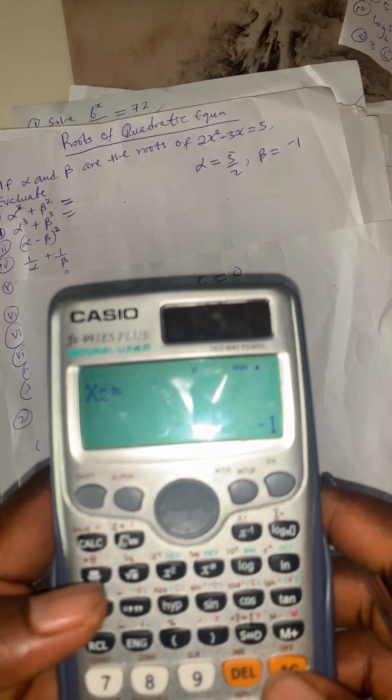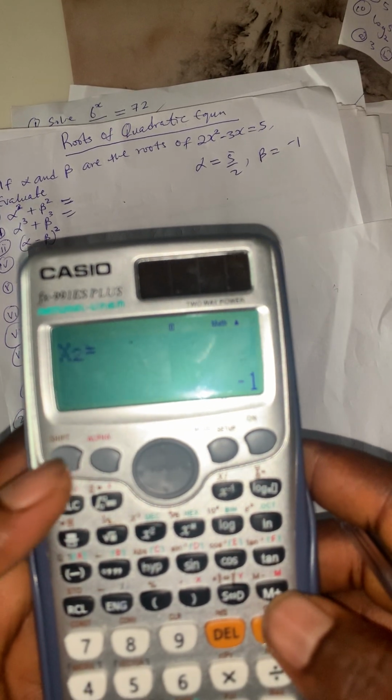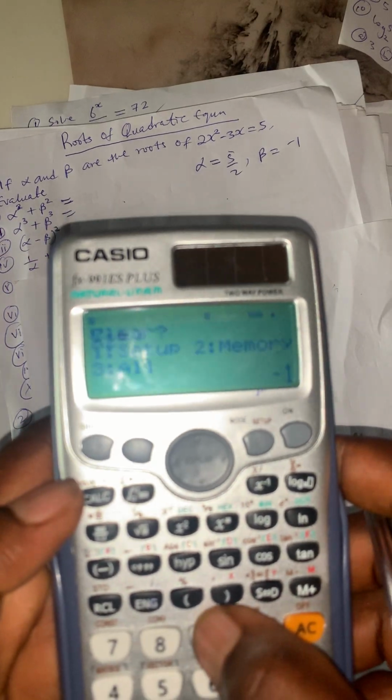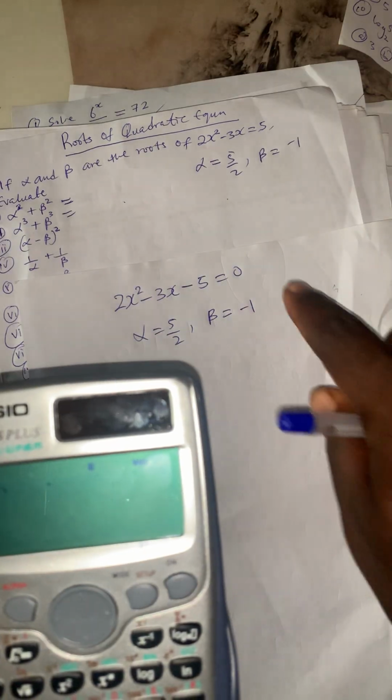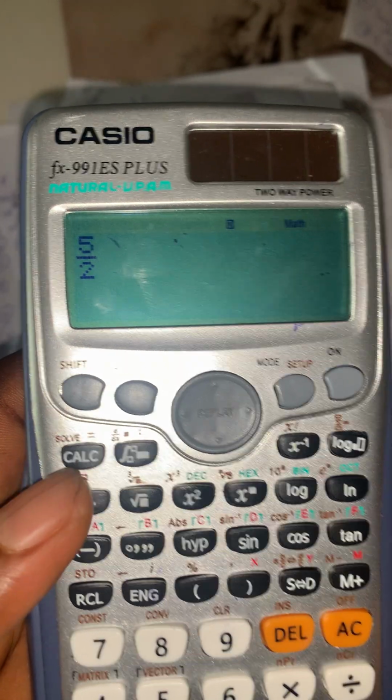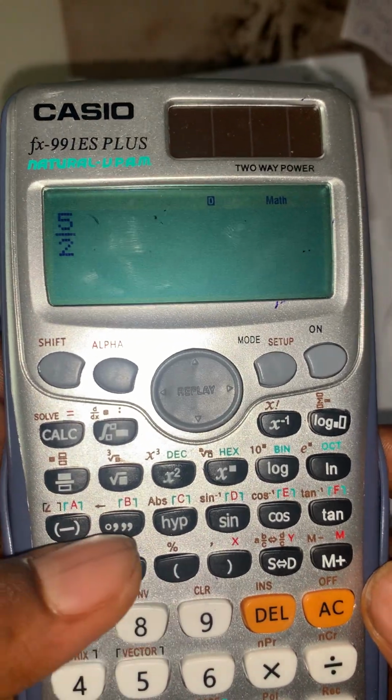So now that we have found alpha and beta, the next thing to do is to store those values that you got as your alpha and beta. So we'll clear the calculator again. Shift 9, 3, equal to, and it has cleared. So first, my alpha is 5 over 2. I will press 5 over 2, then I will store it as A, since my calculator has no alpha.